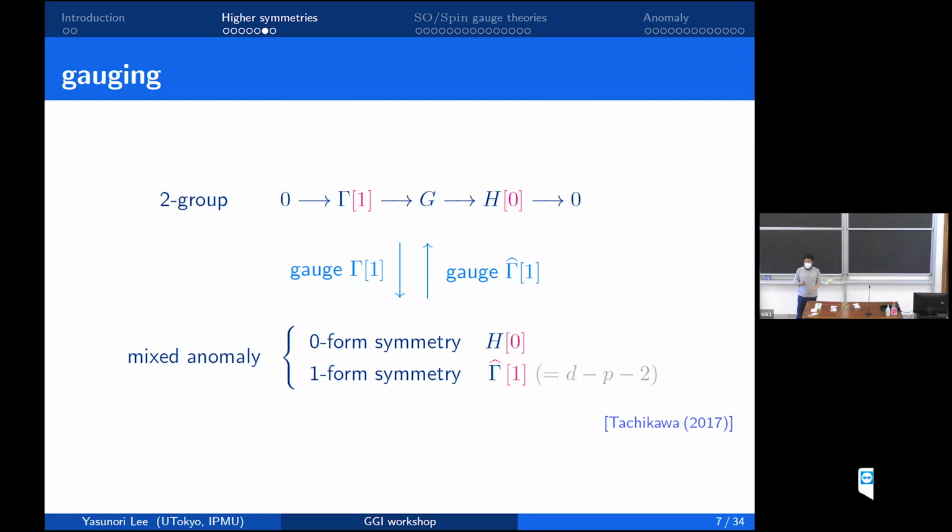So you can also do the opposite. If you start from a theory with mixed 't Hooft anomaly between zero-form symmetry H and one-form symmetry gamma hat, and then gauge the gamma hat one-form symmetry, you come back to the original theory with two-group symmetry G. So that's what you can do. This will be important later, but you can just forget about it for now.